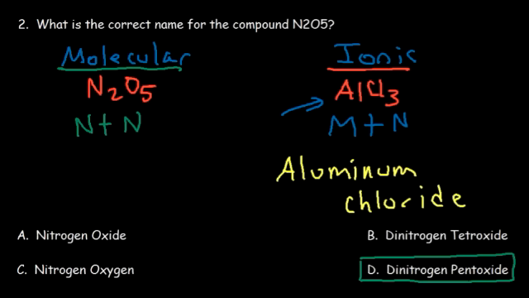If it's a molecular compound where you have a nonmetal combined with another nonmetal, then you should use the prefixes like mono, di, tri, tetra. So let's go over a few problems relating to this. How would you name the compound SF6? So the first thing you need to do is classify it.